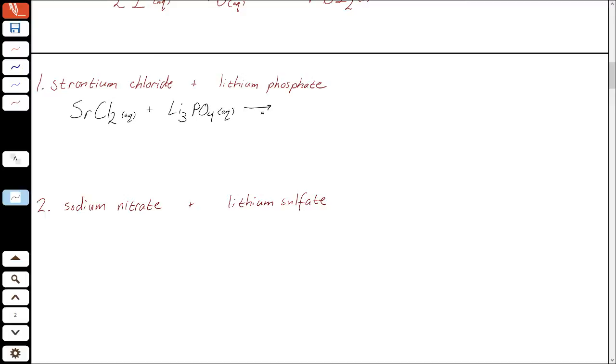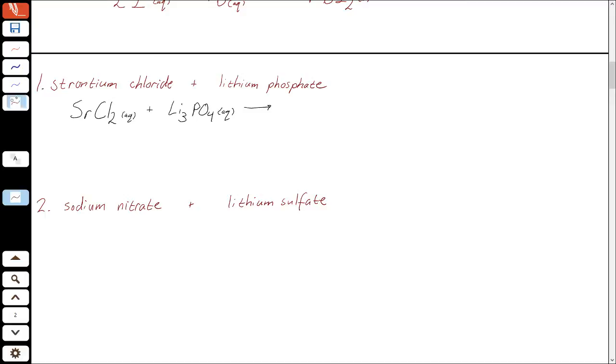So then we know that this is an aqueous reaction, looking for precipitates. So we can do what we call a double replacement, where we switch the ions with each other. So the strontium is going to go with the phosphate, and the lithium is going to go with the chloride. One thing we have to be careful of here is we have to readjust the ratios of the ions, because the compounds still need to be neutral.